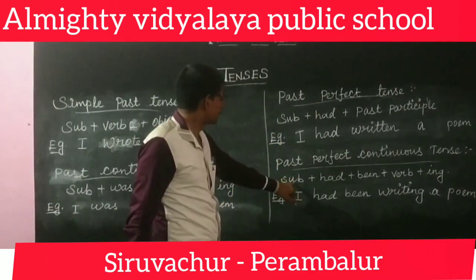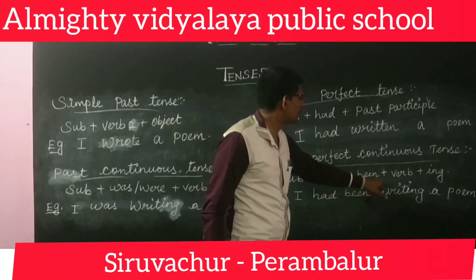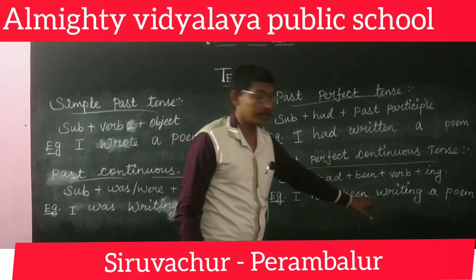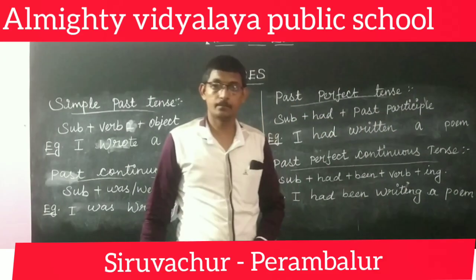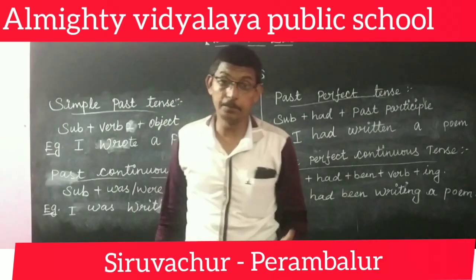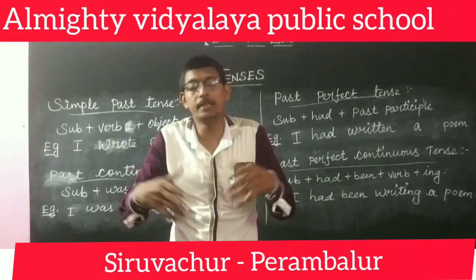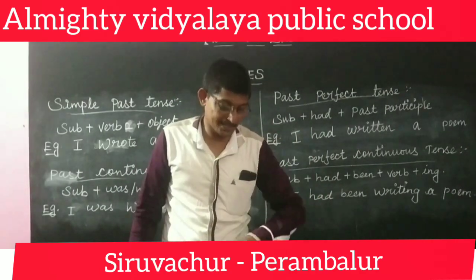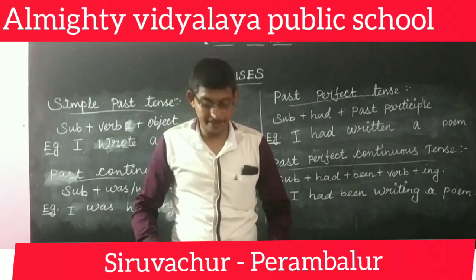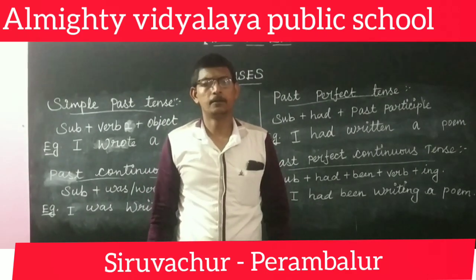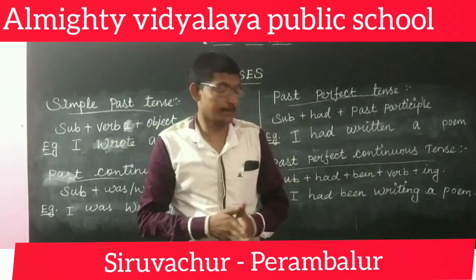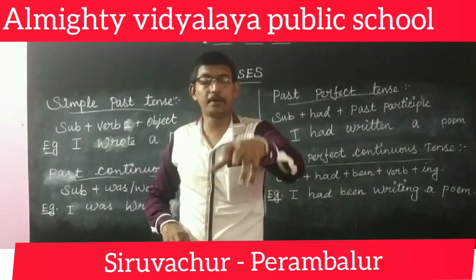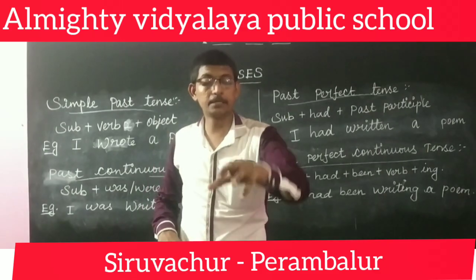For example, subject had been plus verb plus ing. I had been writing a poem. I fell down. That means I slipped, or else my desk was damaged. Whatever has happened, that action is finished, but the event is still in process. That effect is in process.